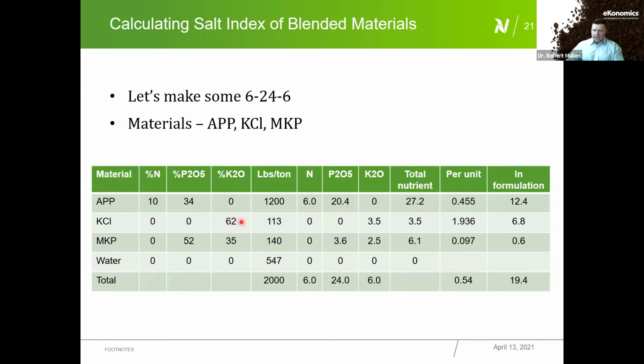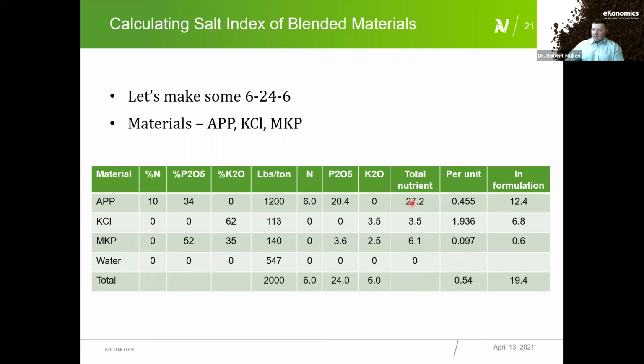Do the same thing for KCl. I'm going to put on 62% product. I'm going to put 113 pounds in that blend, that 1 ton product. That's going to contribute 3.5% K2O to the final blend. I'm going to use this MKP, 52% phosphate, 35% potassium. I'm going to supply it at a rate of 140 pounds per ton. Do some simple math. I calculate what the percentage contribution from this material is. You sum these up and voila, you get this 6-24-6 product.